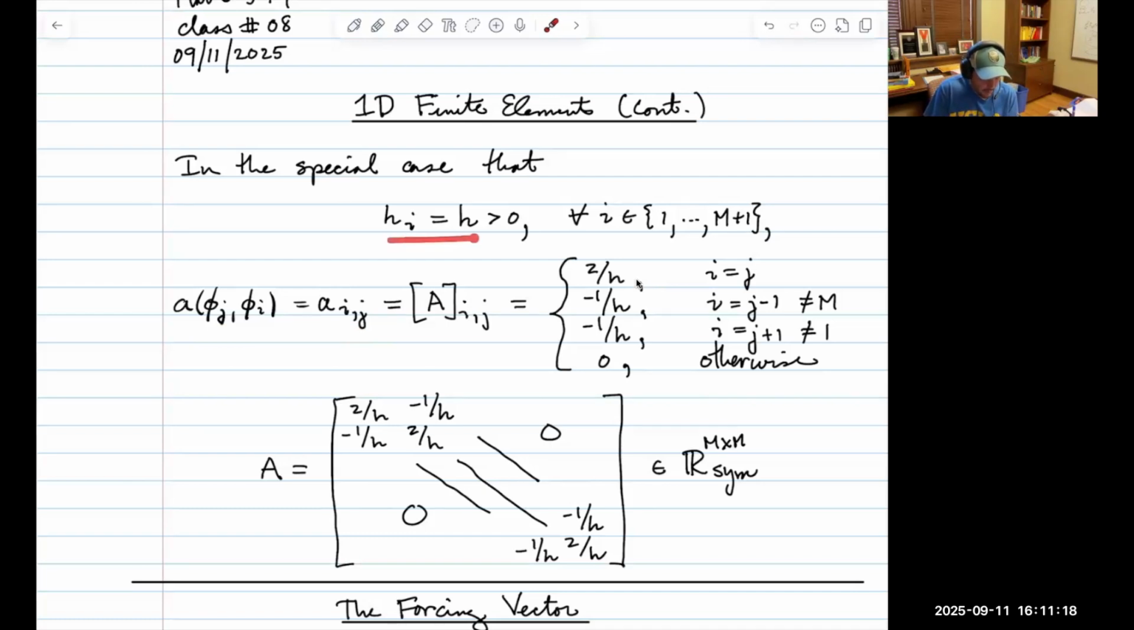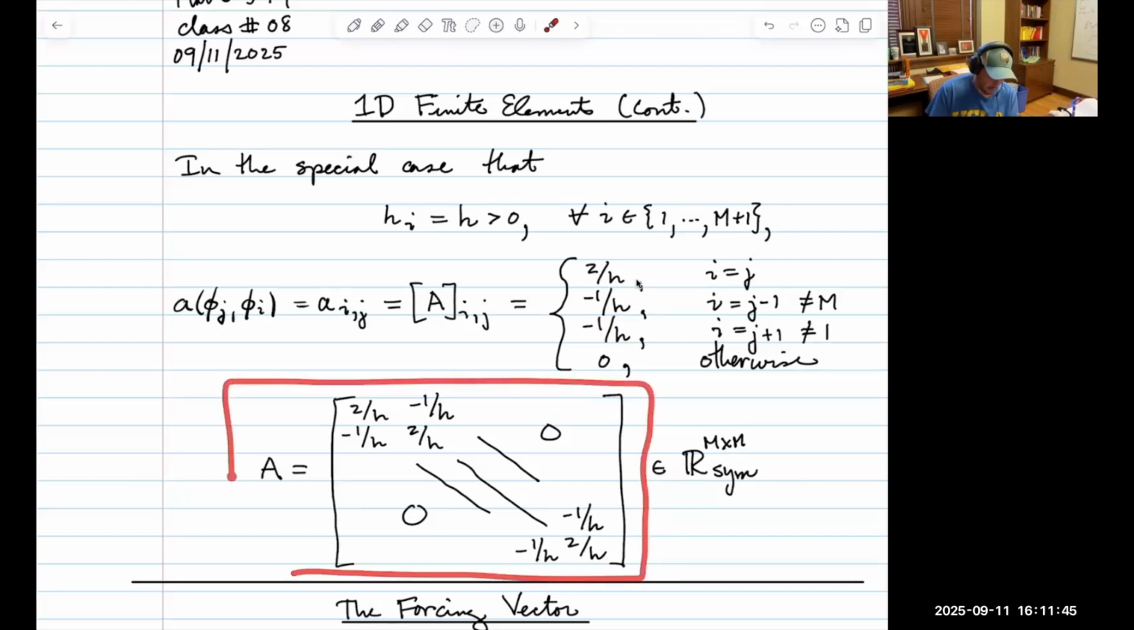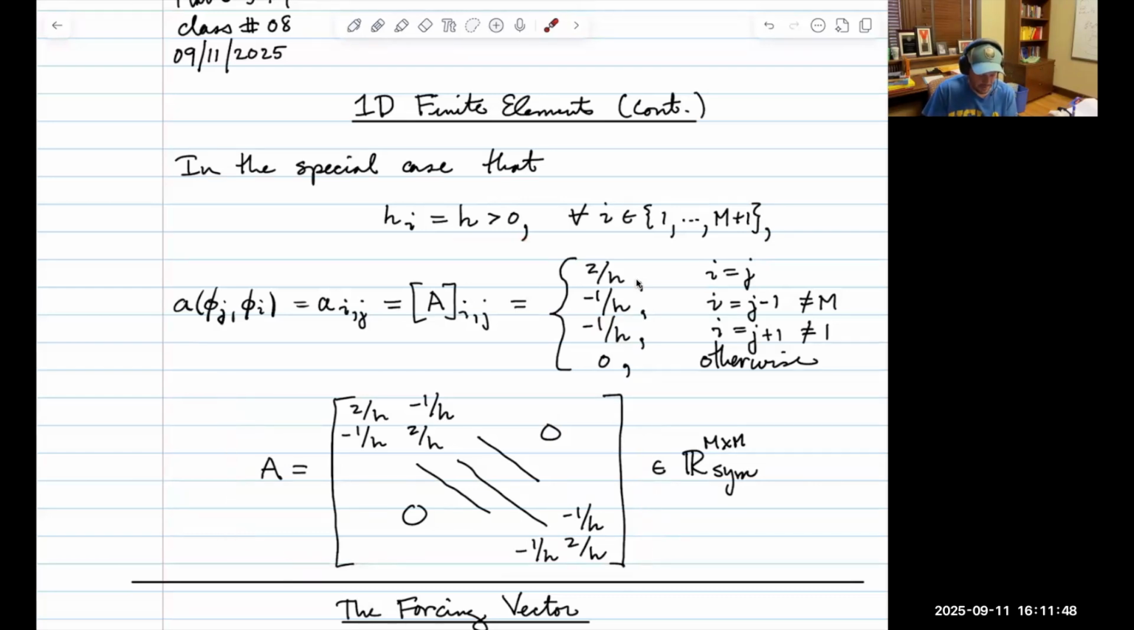And in this case, where all the mesh spacing is uniform, the formula that we gave last time simplifies. And so I get this tri-diagonal matrix emerging, where I have 2 over h on the diagonal, minus 1 over h on the super and subdiagonals, and zeros everywhere else. So this is the matrix that I get in the simplifying case where all of the mesh points are equidistant from their nearest neighbors, with some spacing h.